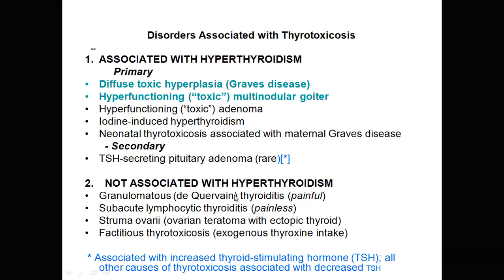Other causes which are not associated with hyperthyroidism include granulomatous thyroiditis, where the patient often complains of painful enlargement of the thyroid gland. Subacute lymphocytic thyroiditis, which is painless. Struma ovarii, which is an ovarian teratoma with ectopic thyroid in the ovary. And factitious thyrotoxicosis, which is exogenous thyroxine intake.